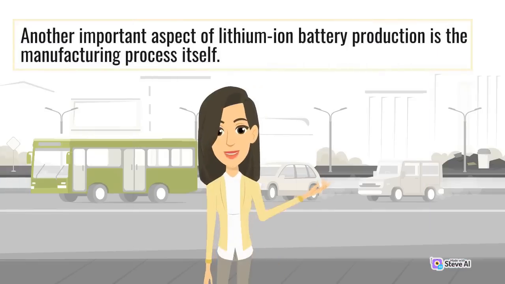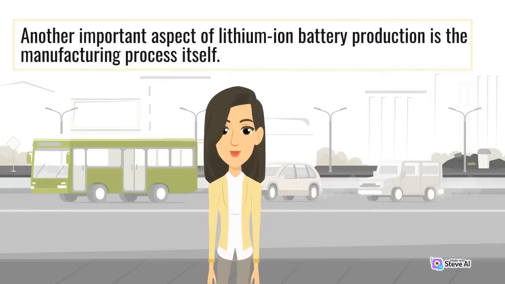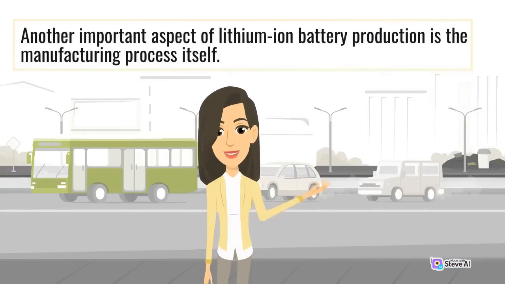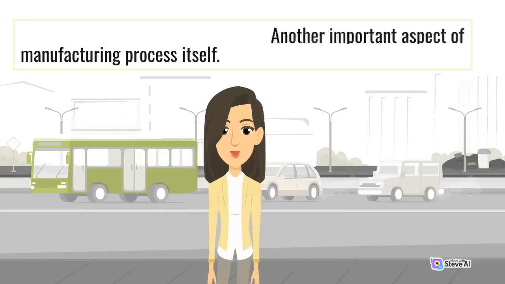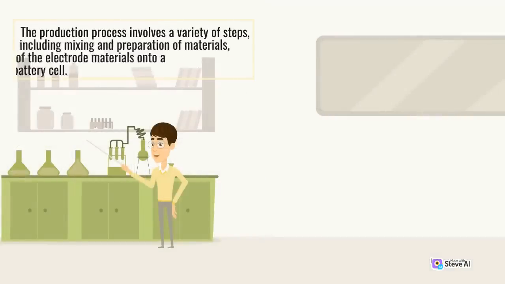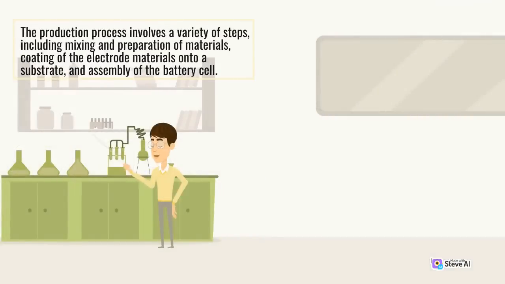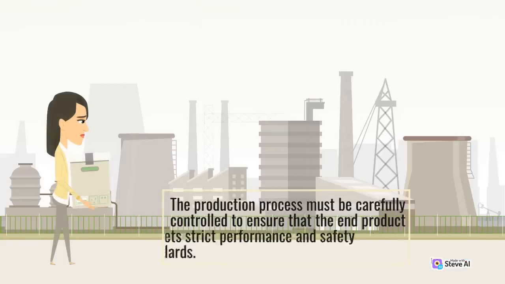Another important aspect of lithium-ion battery production is the manufacturing process itself. The production process involves a variety of steps, including mixing and preparation of materials, coating of the electrode materials onto a substrate, and assembly of the battery cell. The production process must be carefully controlled to ensure that the end product meets strict performance and safety standards.